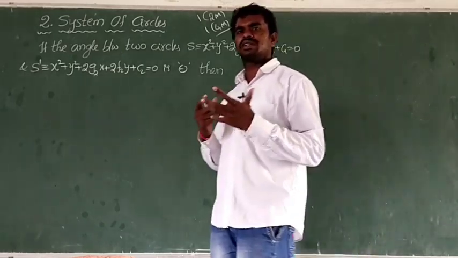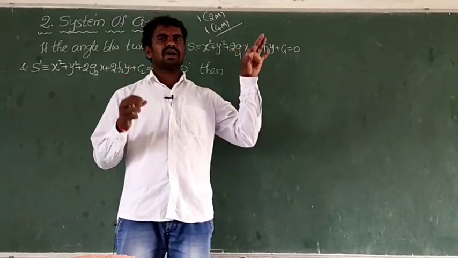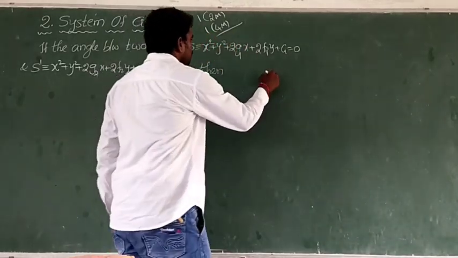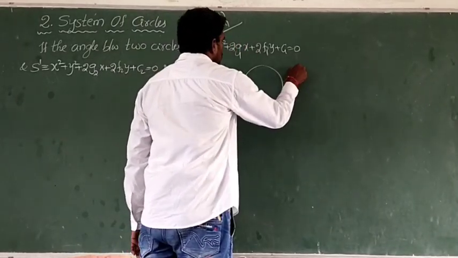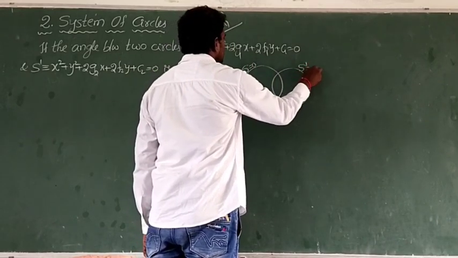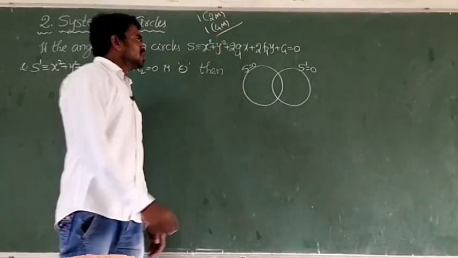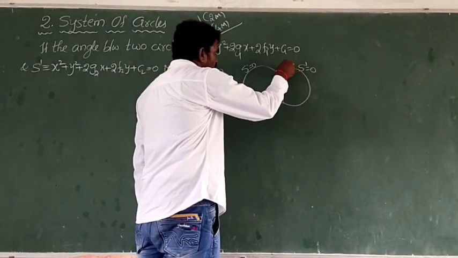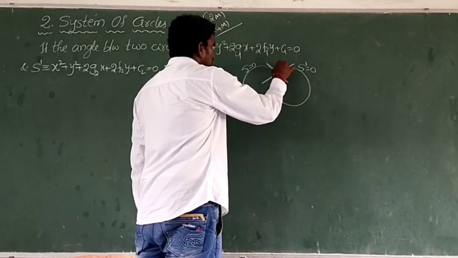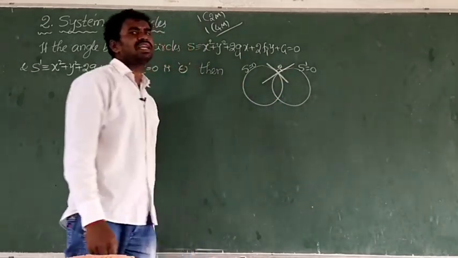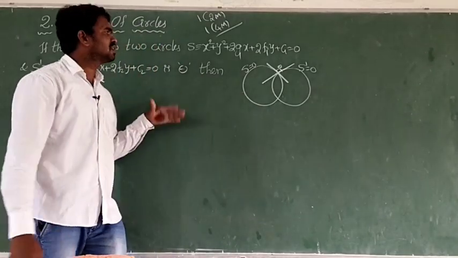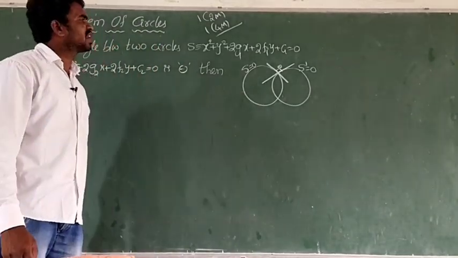For example, if you take 2 bangles and keep them like this or this way, suppose these 2 are 2 circles. One I am taking as S = 0, the second circle as S' = 0. If you draw the tangents of the 2 circles, some angle is made between the circles by their tangents. So what is that angle? How can we find it? That concept is very important for the 2-mark question.